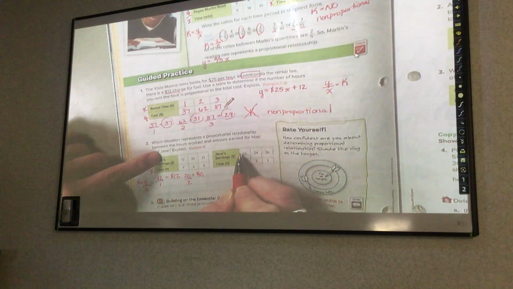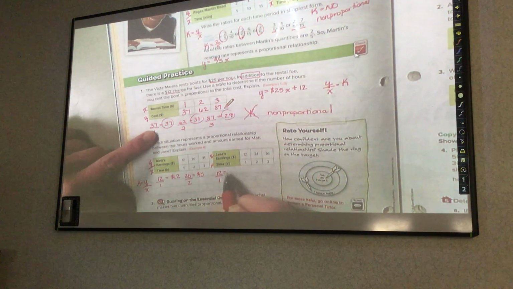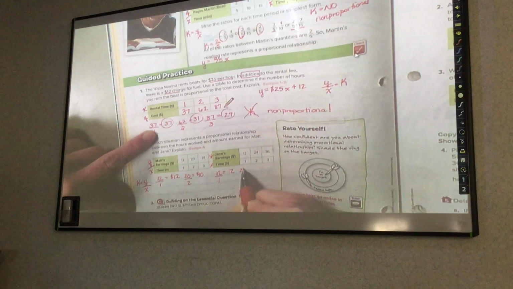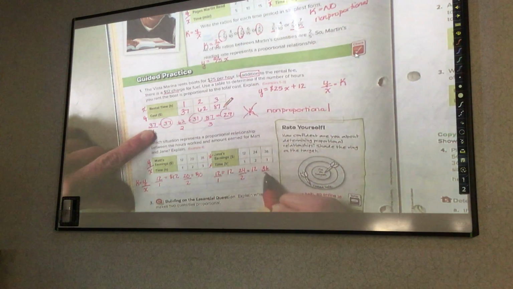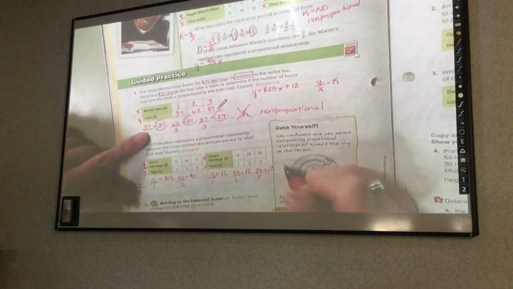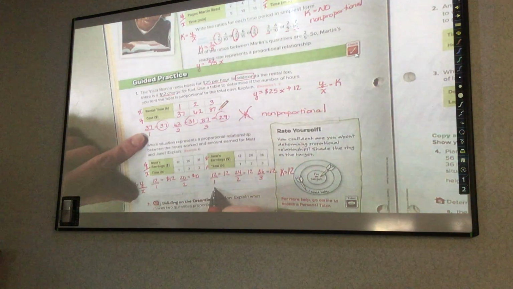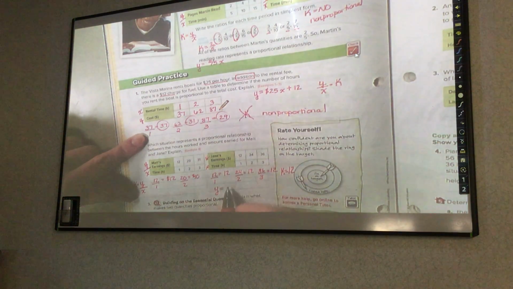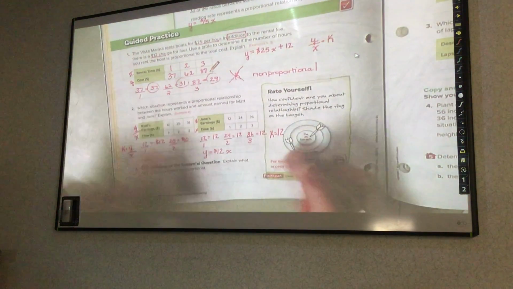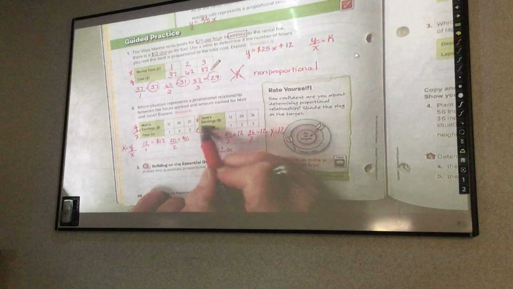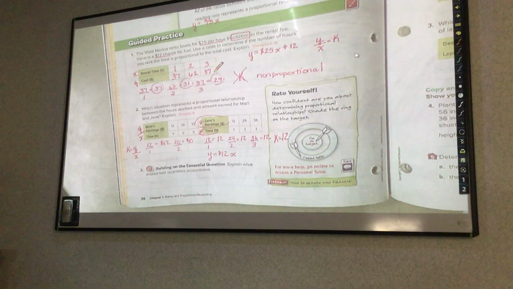Jane, we have Y over X, so I have 12 over 1, which is 12. 24 over 2, which is 12. Make sure you check. 36 over 3, which is 12. Okay, so what's my constant equal? 12. So then I can write my equation. Y equals $12 times X. X is my number of hours. Y is how much I earn at the end.